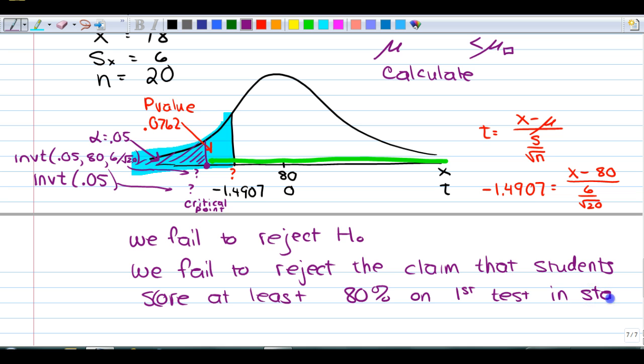What does that mean? Well, it means I got a bad sample. I wasn't very random in selecting my sample. It should have had a mean score of over 80.